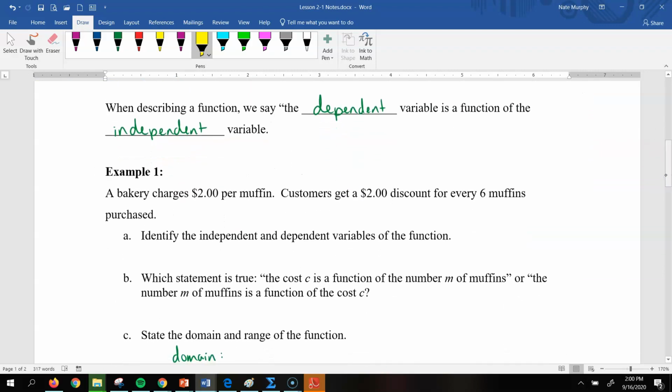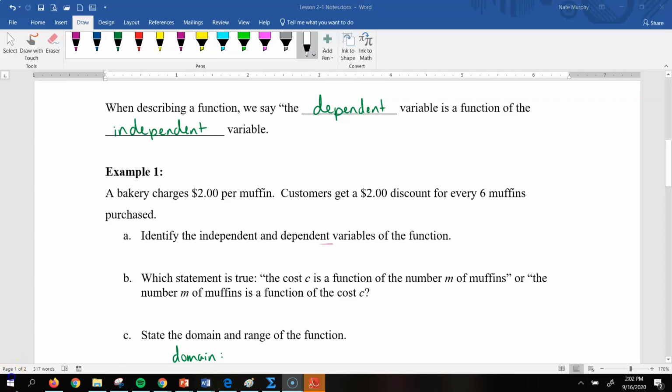Now sometimes we'll have a sentence, or we'll be referring to the different variables, and we'll say the dependent variable is always a function of the independent variable. So that is, when describing a function, that's the phrase we're going to use. So let's look at this example. Here it says, a bakery charges $2 per muffin. Customers get a $2 discount for every 6 muffins purchased. So we want to take from that and identify what the independent and dependent variables are going to be of that function.